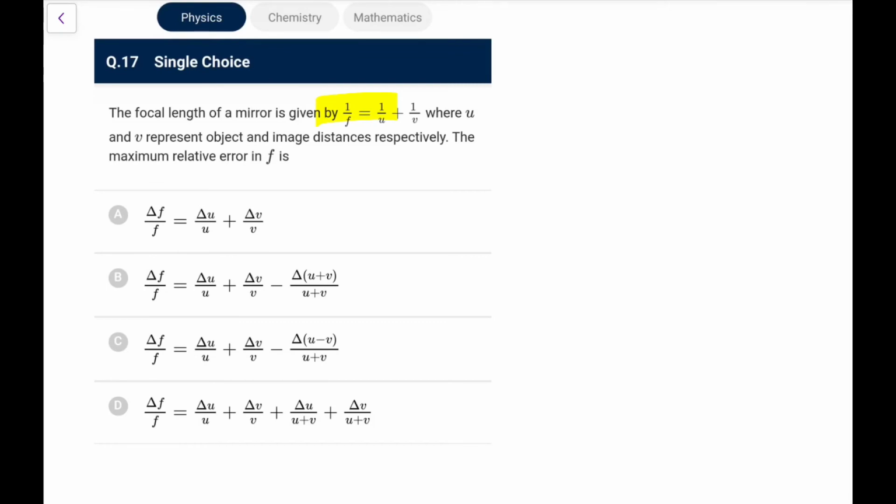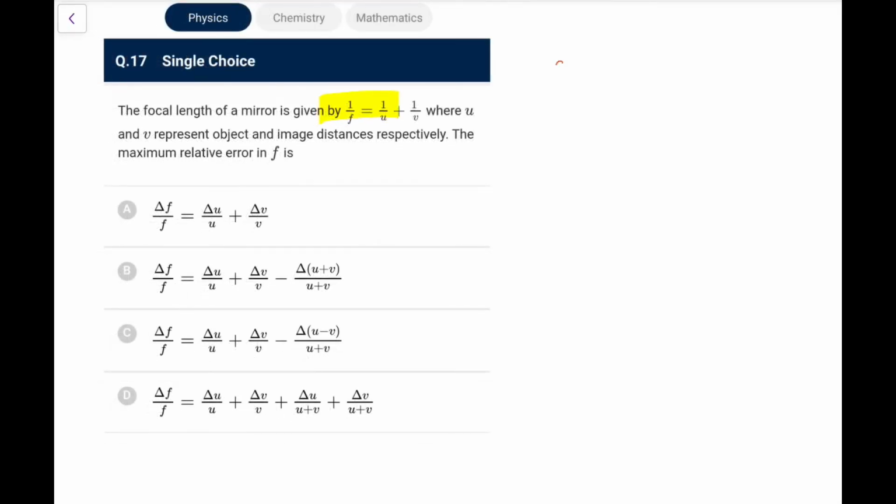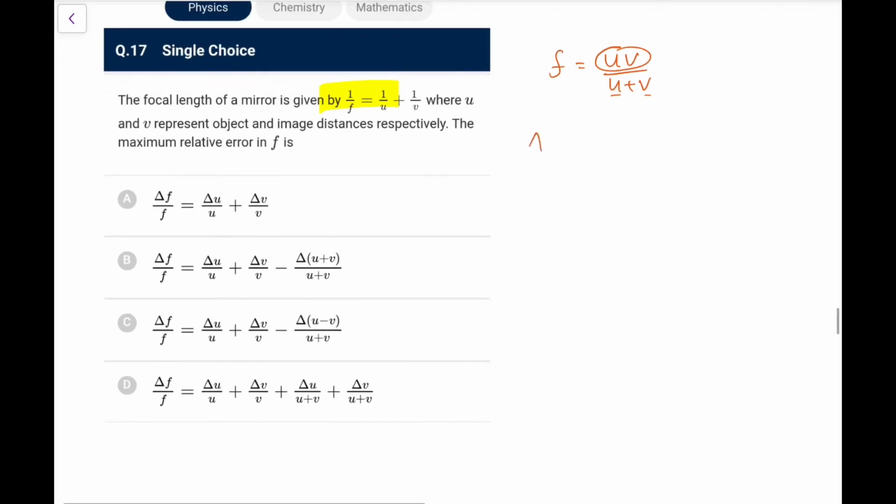So maximum relative error. Normally in this type of question, first of all we have to write it in the form that f would be uv upon u plus v. So it depends on these quantities. Going by the logic, delta f by f would be, since they are in multiplication, delta u by u plus delta v by v, and because it is in division, the error will remain the same, delta of u plus v upon u plus v.